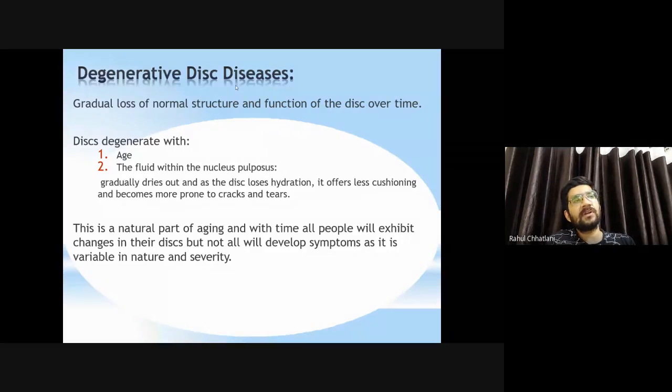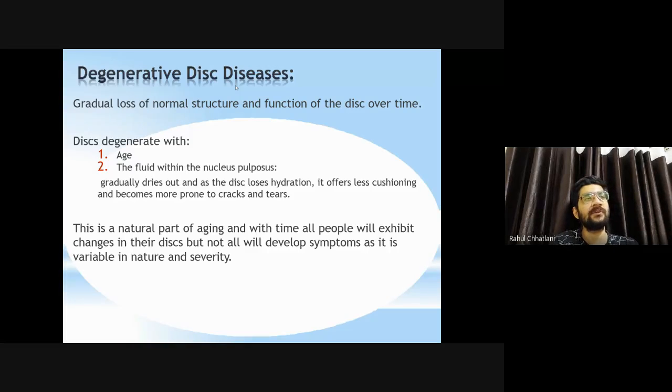So gradual loss of normal structure and function of the disc over time is termed as degenerative disc or degenerative spine disease. Degenerative disc or degeneration of any part of the vertebra is common in two conditions. First is always age-related changes. You will see that as the population grows older, more and more individuals come to you, and you have to treat specifically those patients with cervical or lumbar diseases.